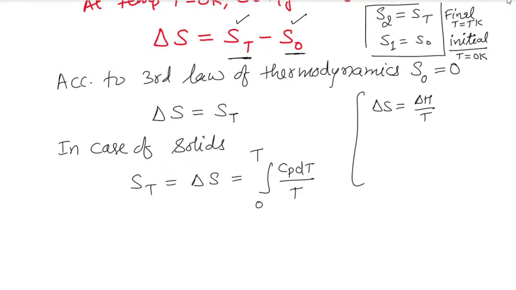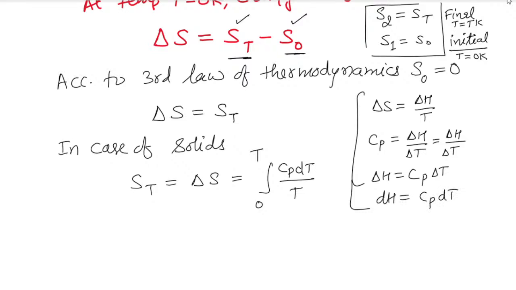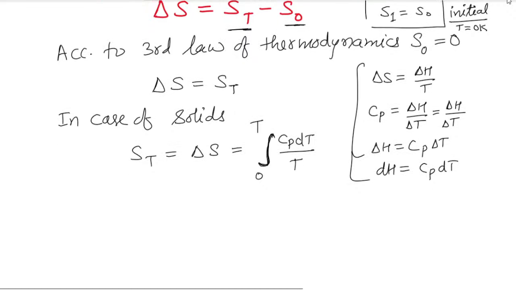Okay. So now you know that Cp is equal to delta H over delta T, but the difference is T minus 0, so it is T only. That's why delta H is equal to Cp delta T, or dH, a small change, is Cp dT. That's why we write it as Cp dT integration, because temperature varies from 0 to T.